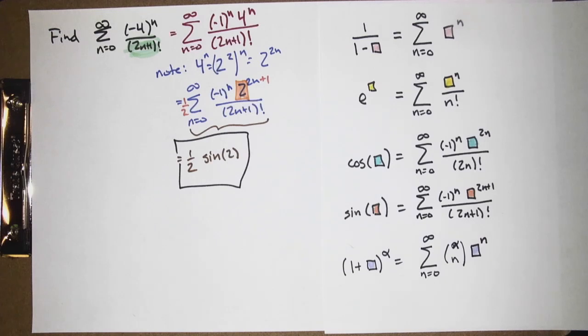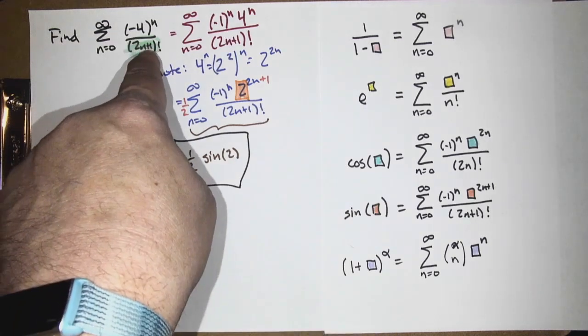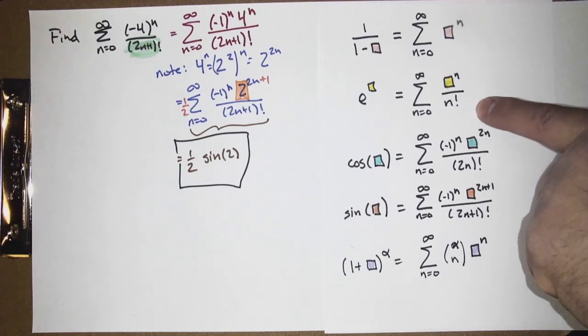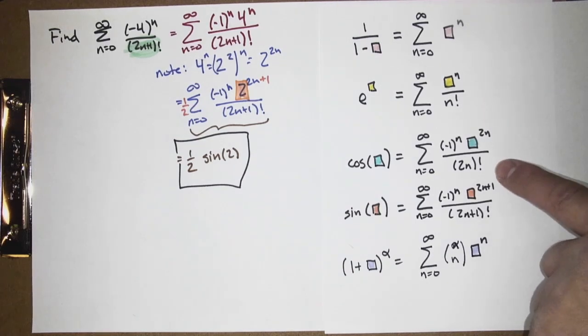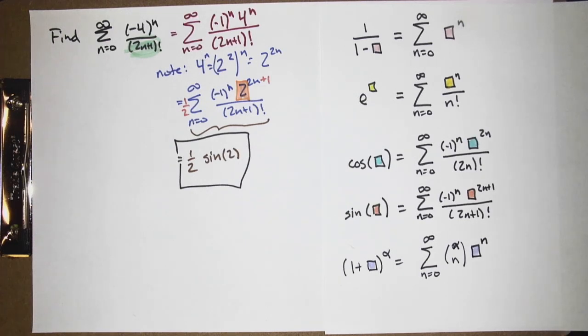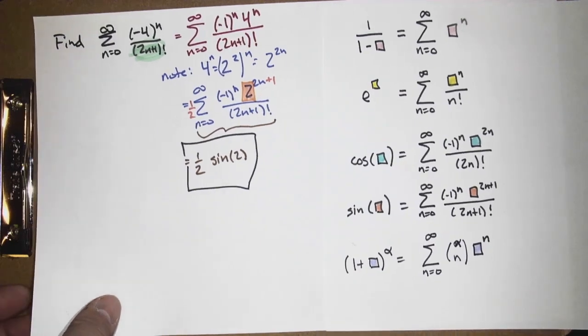All right. That wasn't so bad. It's just a matter of saying, all right, can we spot the Taylor series? And oftentimes the factorial will give it away. If it's n factorial, you should think of e. 2n factorial, cosine. 2n plus 1 factorial, sine. All right. Well, that was quick. Let's try another problem.